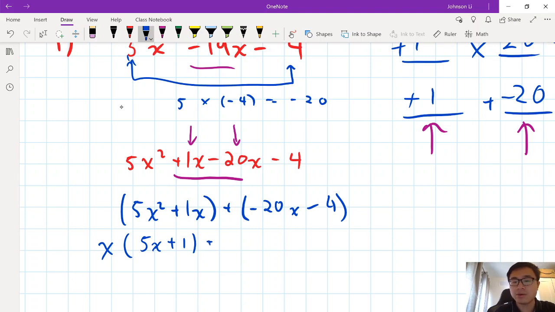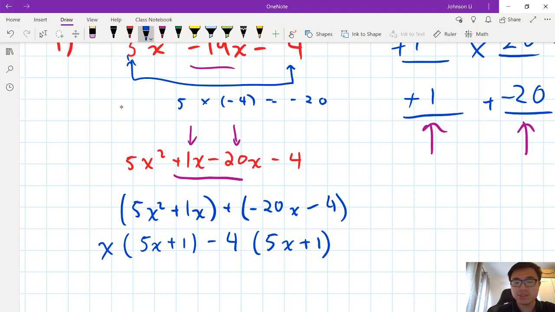Now I'm going to think about what I can divide out from both a negative 20x and a negative 4. I can divide out a negative 4 from both of them. So dividing out negative 4, we get negative 20x divided by negative 4, which is 5x, and don't forget the x. And negative 4 divided by negative 4 is a positive 1.